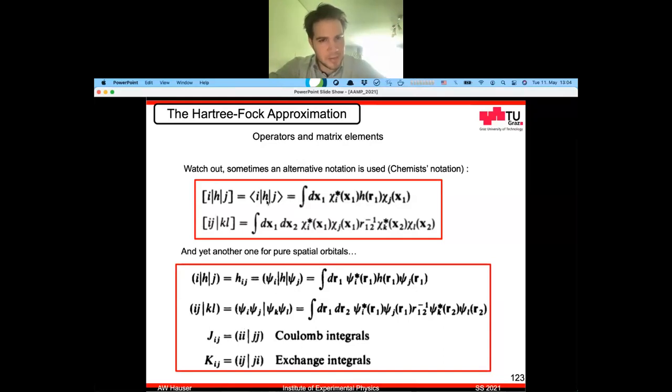So we have the Dirac notation, then we have the chemist's notation with these square brackets, and then we also sometimes have parenthesis notation, which is the same as the chemist's notation but only referring to spatial orbitals. If it's written like this, it means spin has already been integrated out, and this is only about the spatial part of the wave function. This is just for you to know, because you might see different notations here. We will stick most of the time to the Dirac notation.